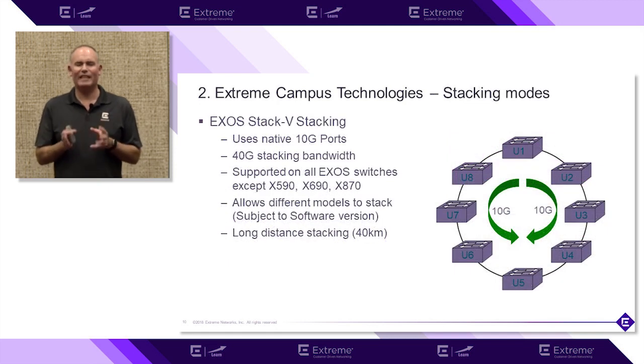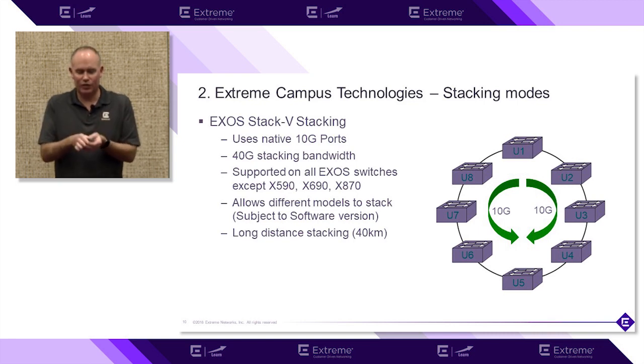Now we'll look at a particular type of stacking that's used by the Exos switches. It's called Stack 5. Stack 5 uses native 10 gig ports, so we don't have special stacking ports. It has 40 gig of bandwidth from each switch. And just let me explain that.